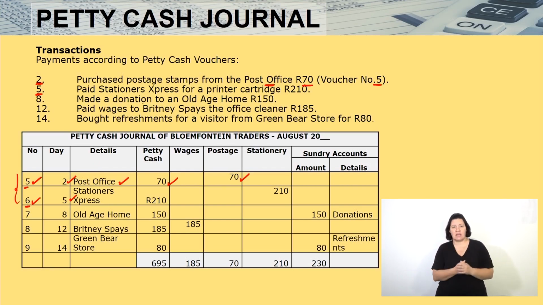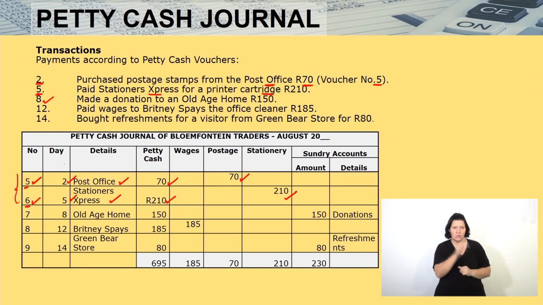Then it says paid Stationers Express for a printer. So here's my Stationers Express, and I paid 210. What did I buy? It is a printer cartridge. I bought a printer cartridge. So I come here, it's part of my stationery, 210. Then the next one is now on the 8th.